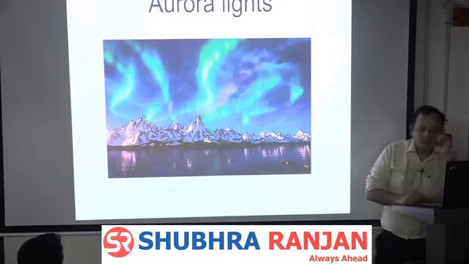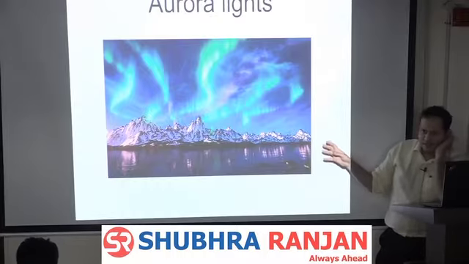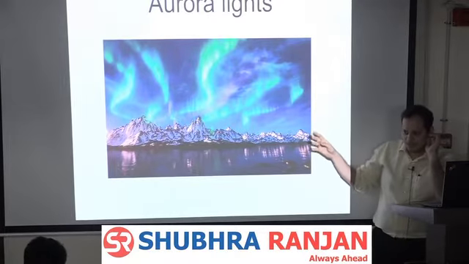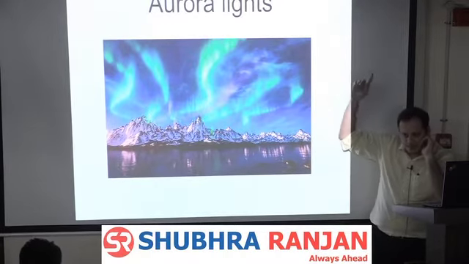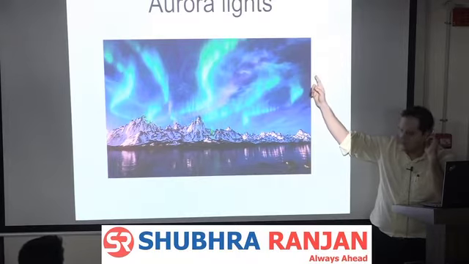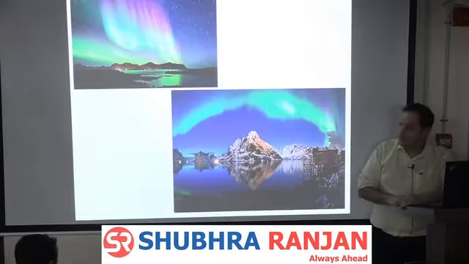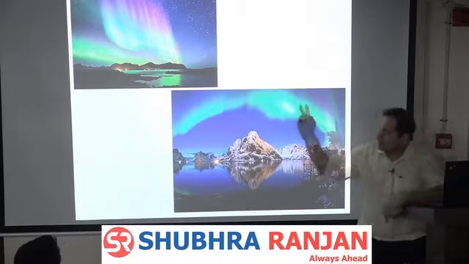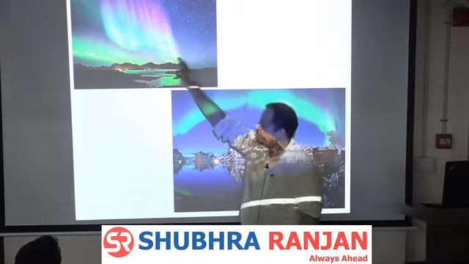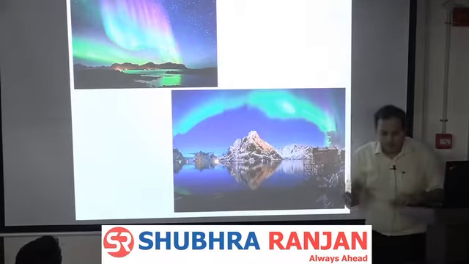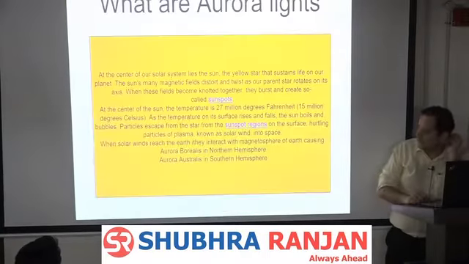Now what is this? These are aurora lights in the North Pole and the South Pole. That is when the lights are there in the sky. In the northern hemisphere, North Pole में and the South Pole. So you can see this is due to the interaction of the Earth's magnetic field with the solar field of the Sun. So you can go through this.